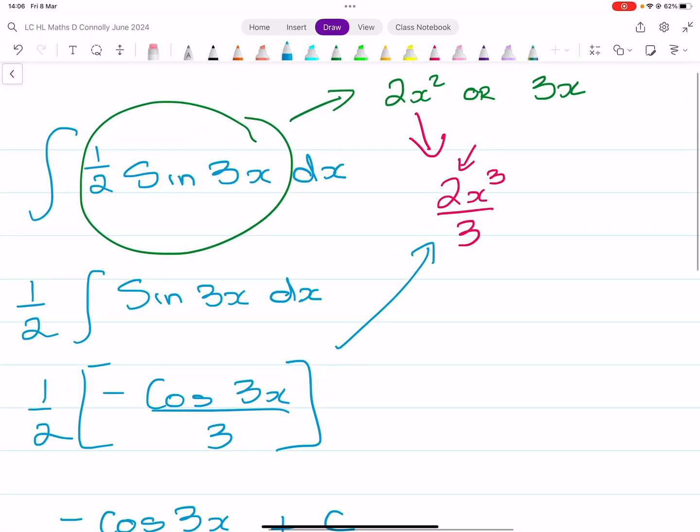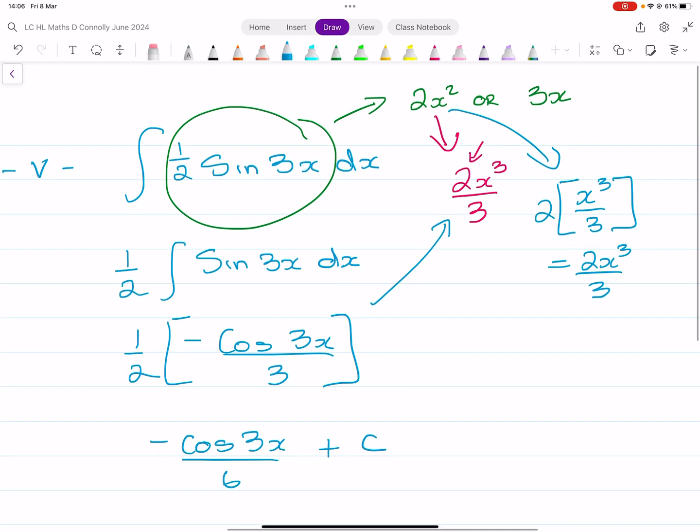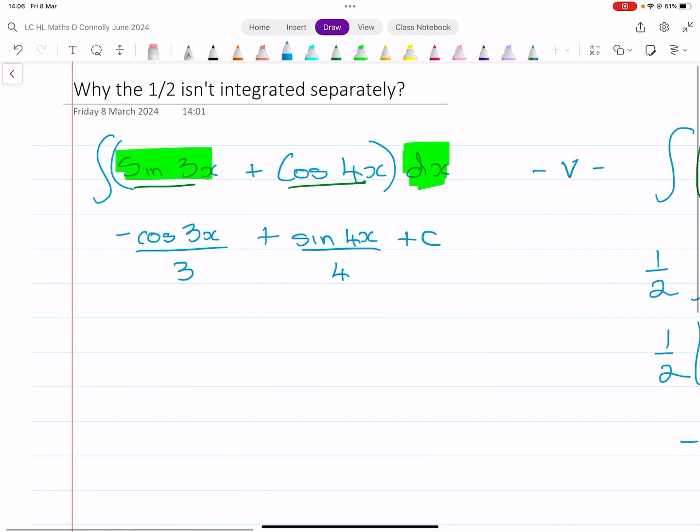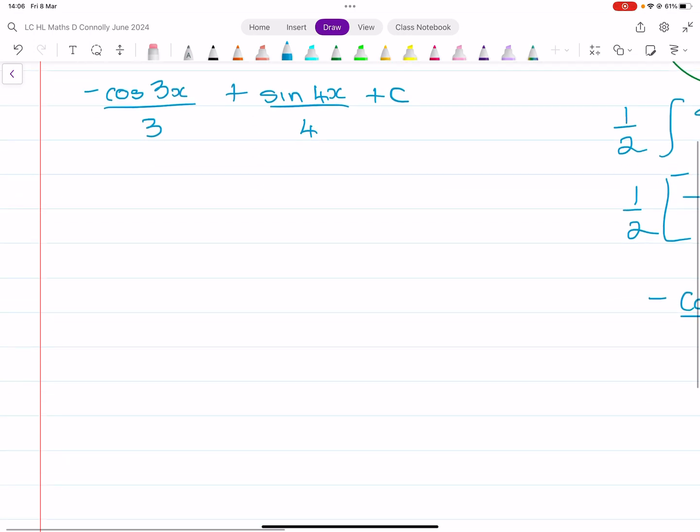Okay, we could do the exact same thing with this one. You could take the 2 out, integrate the x squared to get x cubed over 3, and then combine them again to get 2x cubed over 3. Yeah? So the reason it's not integrated separately is because it's not like this. It's not two terms separated. Actually, I could probably have a better example of that.